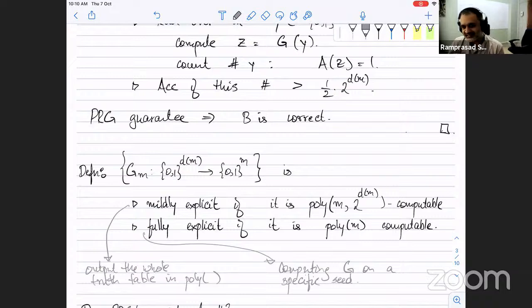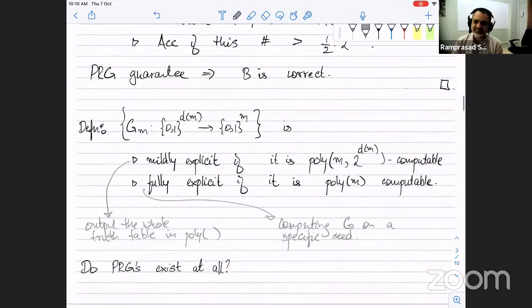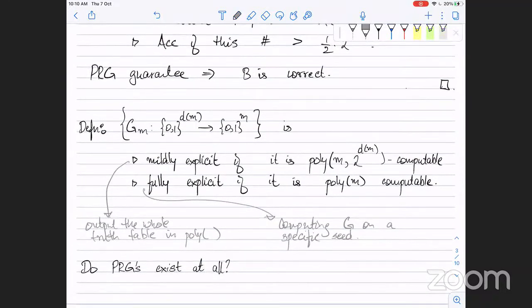So this is the definition of fully explicit versus mildly explicit. But I guess at this point, we will take anything that we get because we are really looking for pseudorandom generators that are non-trivial. So let's first ask the most basic question, which is— And also the point that if you just want to de-randomize BPP, mildly explicit is enough.